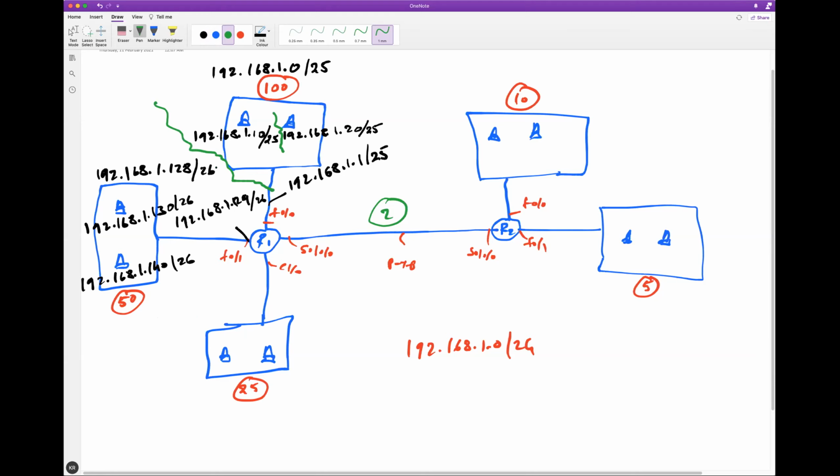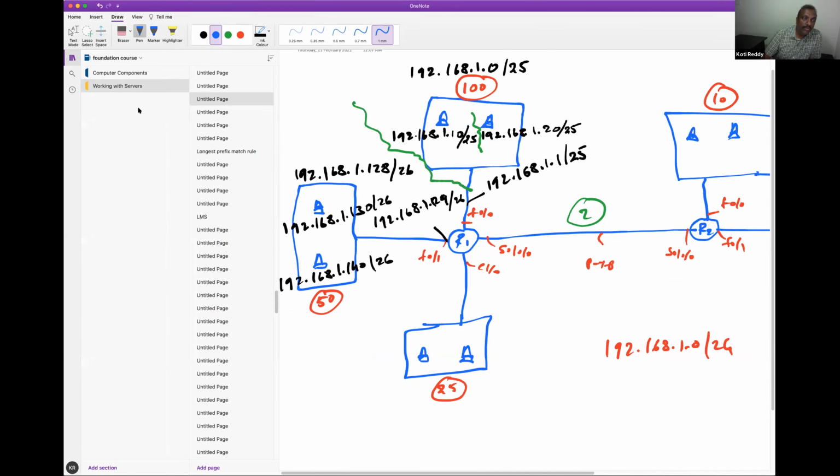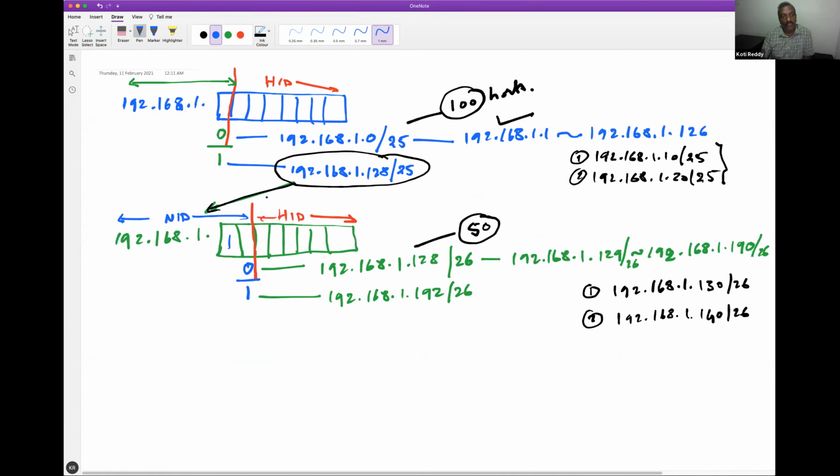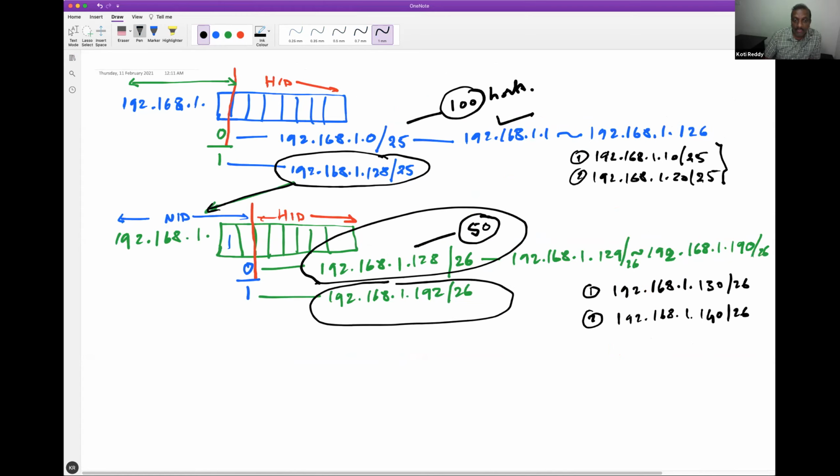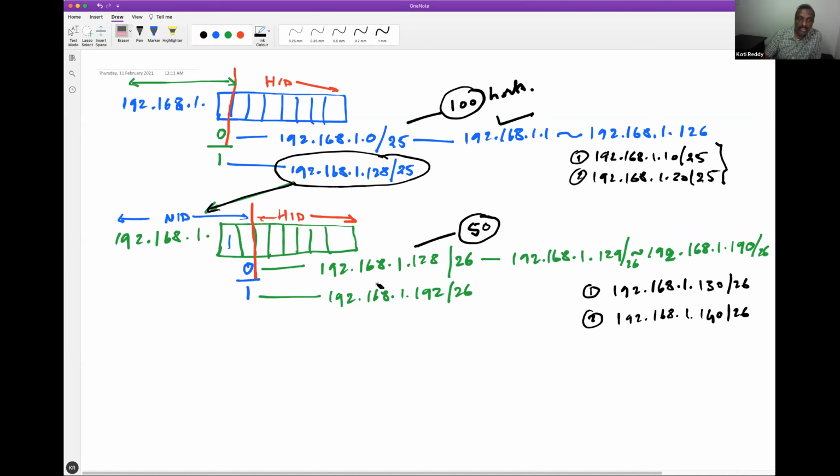Okay. Next, I go for the next highest. Next highest is 25 hosts. How do I calculate network ID for 25 hosts now? If you see carefully, these two are mutually exclusive to each other. This one and this one will never overlap with each other, so I don't take anything under this. If I take anything under this, they will definitely overlap. So I avoid that, and I choose the second one.